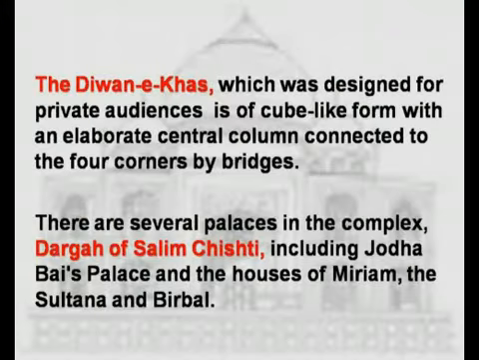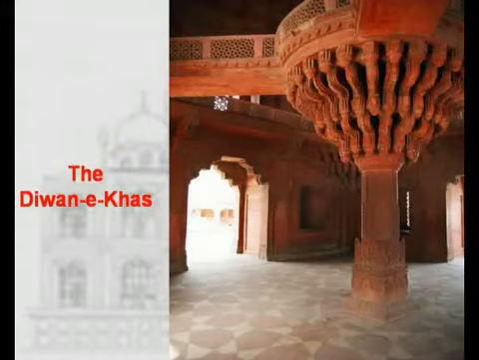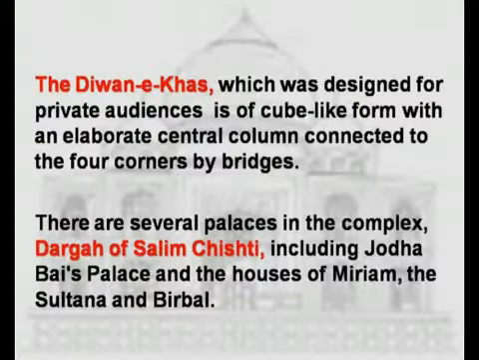Diwan-e-Khas, which was designed for private audiences, is a cube-like form with an elaborate central column connected to four corners by bridges. The square plan, although of Central Asian origin, would have represented to the Hindu craftsmen the mandala model of the cosmos. There are several other complexes like Jodhabai's palace and the house of Birbal and so on at Fatehpur Sikri.